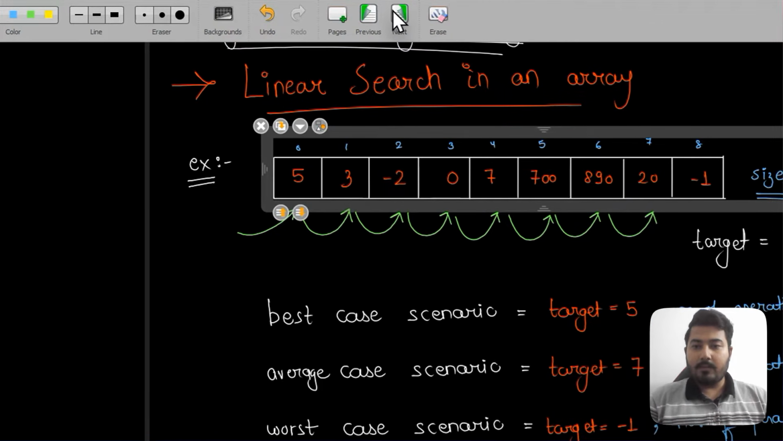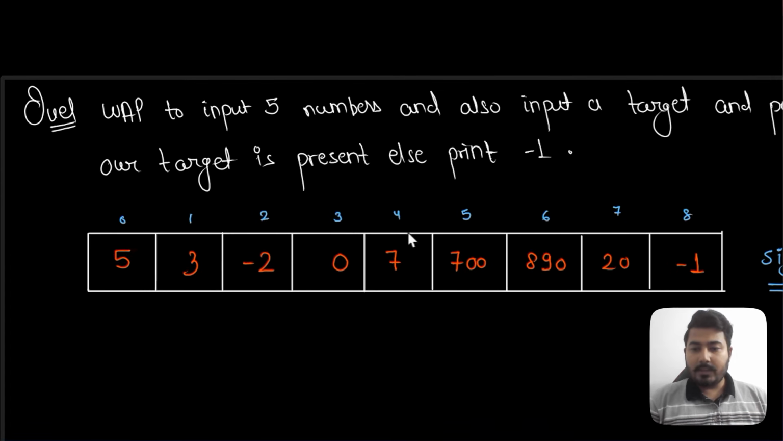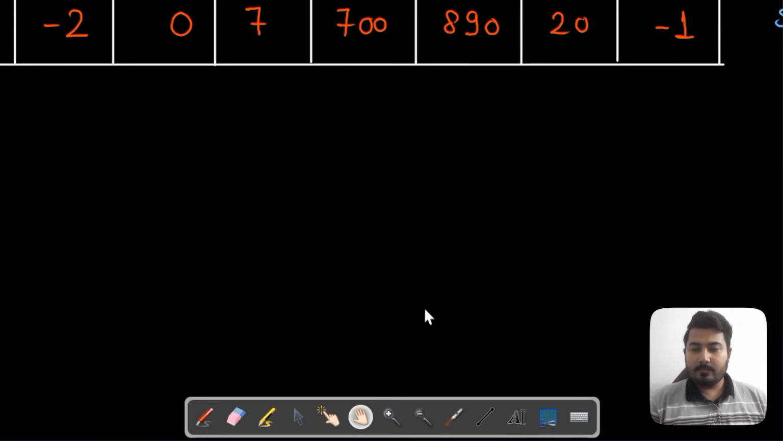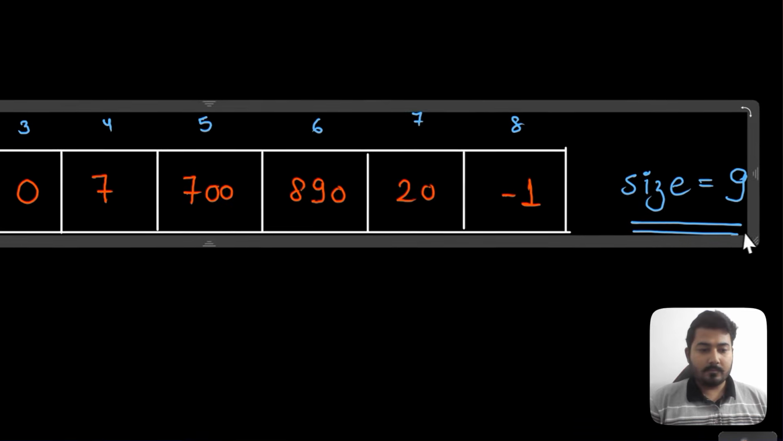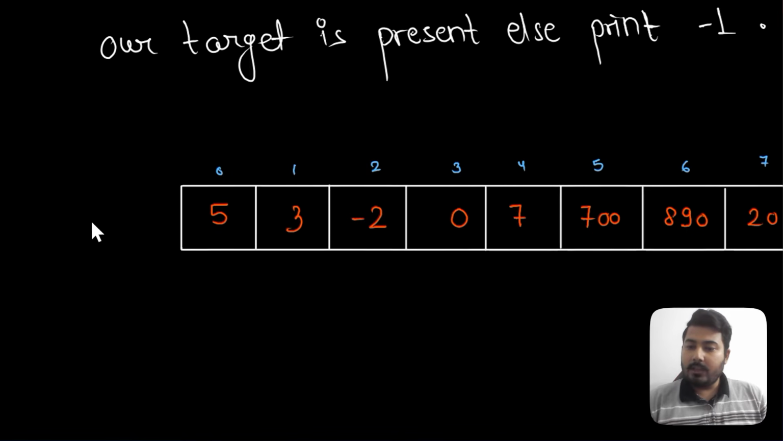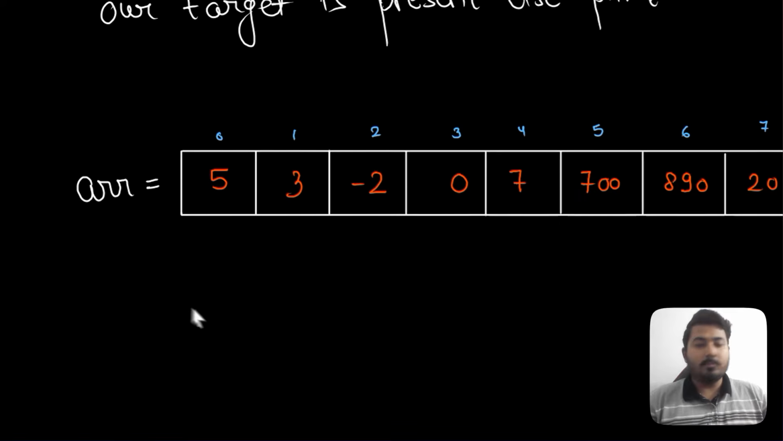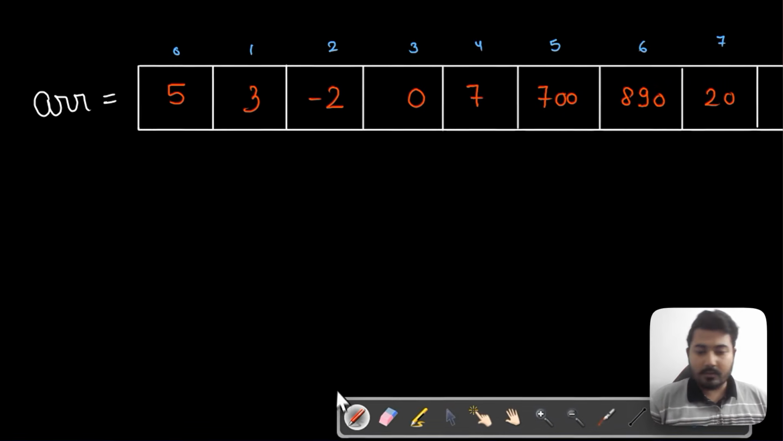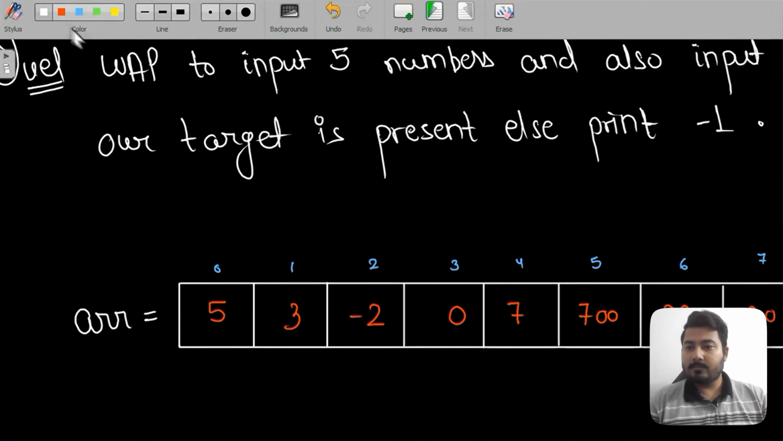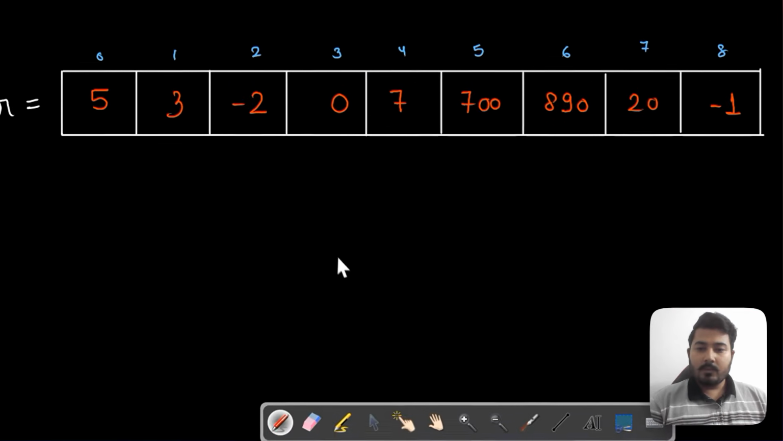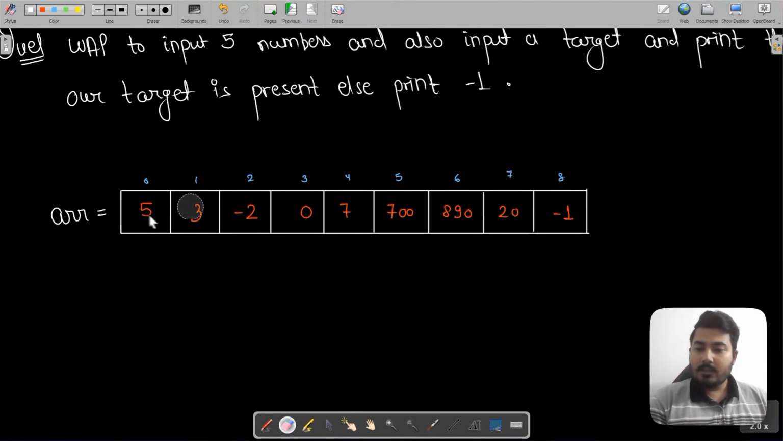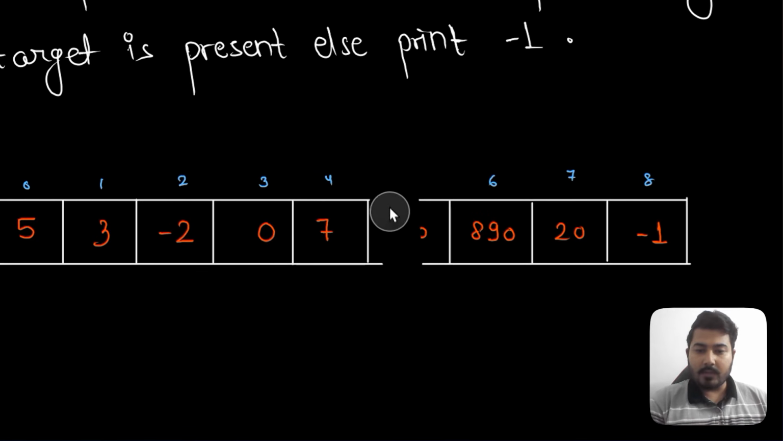First of all, what I will do is simply use the exact same example to explain this question. I'm going to name this array ARR, short for array. Because our question says to input 5 numbers, let's just assume we have this much array only.